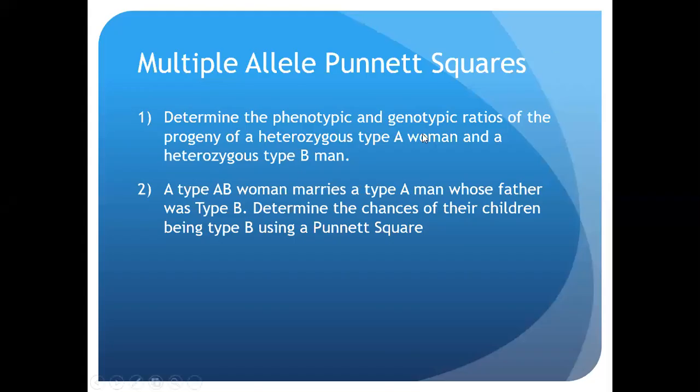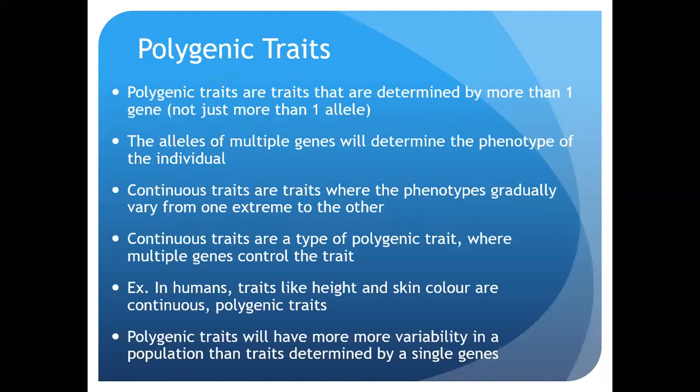Okay, so that's it for our Punnett squares. Again, there are going to be more practice questions coming out to you for all these different types of Punnett squares. But the last thing I want to do today is just cover a couple definitions. So the first is polygenic traits, which are traits that are determined by more than one gene, not just more than one allele, but more than one gene. Essentially, this is going to be much more complex than any type of thing that we're going to be doing this year, but it is important to know that they exist.